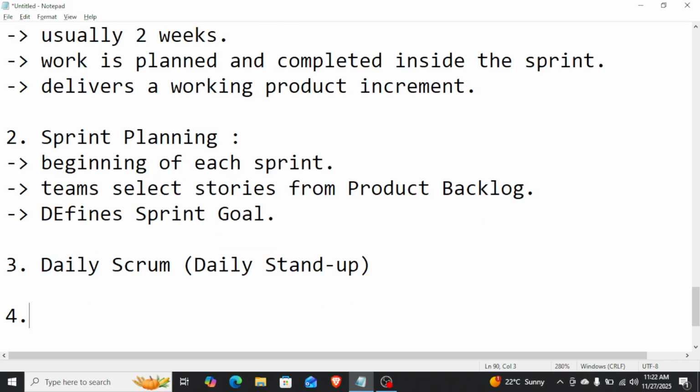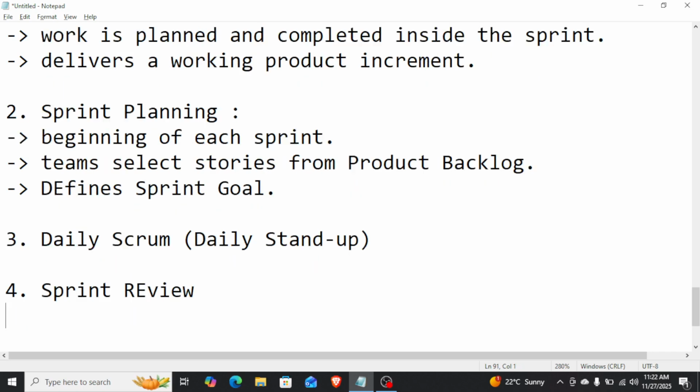And the fourth one is sprint review. Happens at the end of the sprint, like after completion of 2 weeks development. Team demos completed features and product owner gives feedback. Stakeholders may suggest changes and purpose is to show what's done and collect feedback.